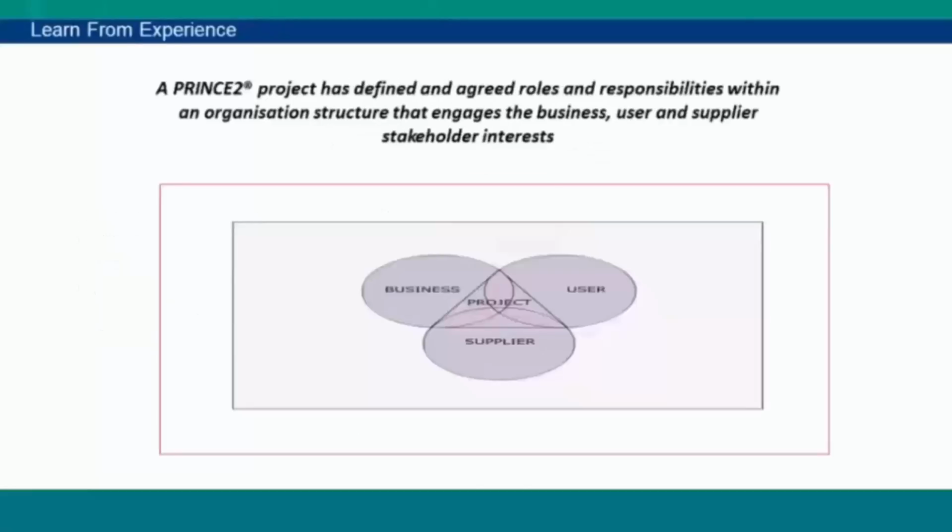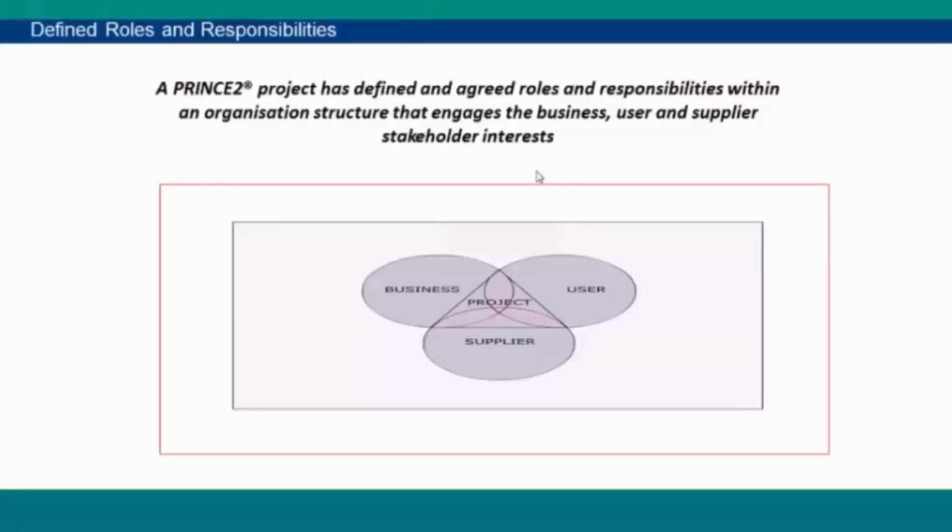Roles and responsibilities. So these are my main stakeholders: business, user and supplier. Okay? So who are involved in a project, those are my main stakeholders. According to this principle, the project has defined and agreed roles and responsibilities within an organization structure that engages the business, user and supplier stakeholder interest. Business is my customer, supplier is my service provider, and user is my end user who is using the product and service. So for all I need to define roles and responsibilities. So this is my principle, roles and responsibilities.